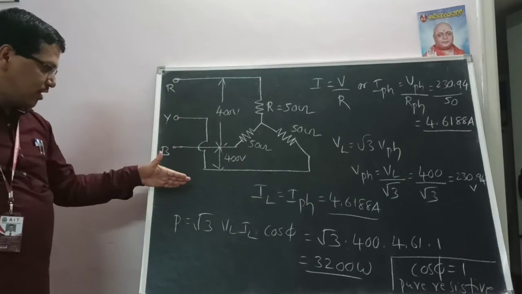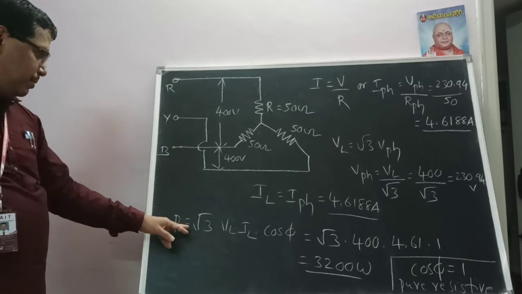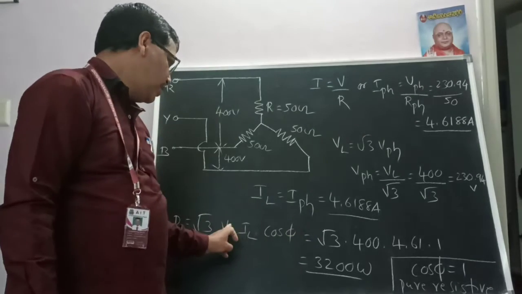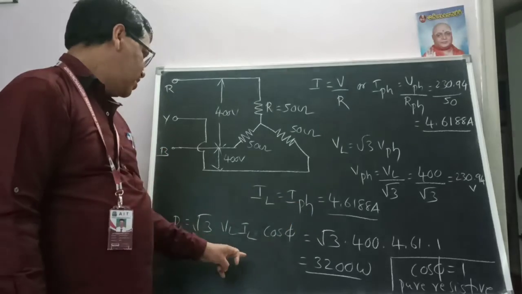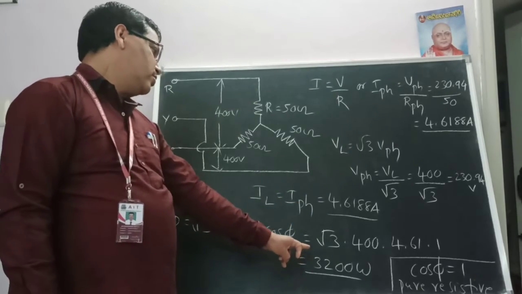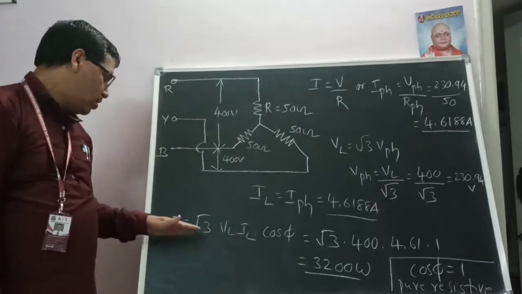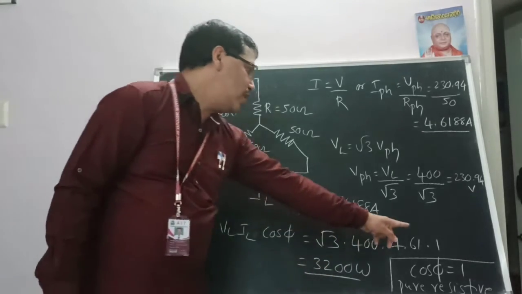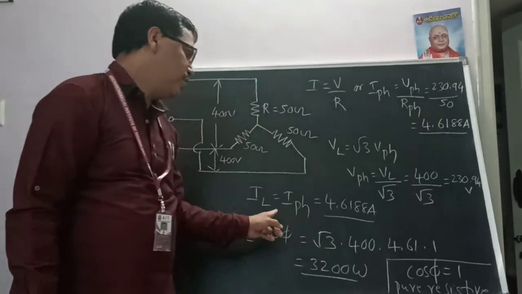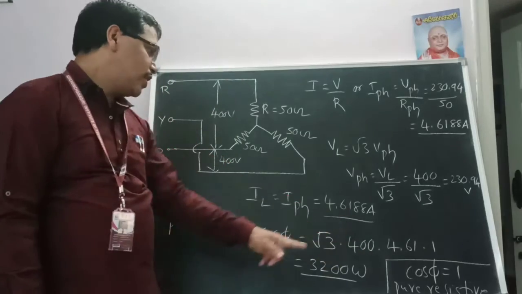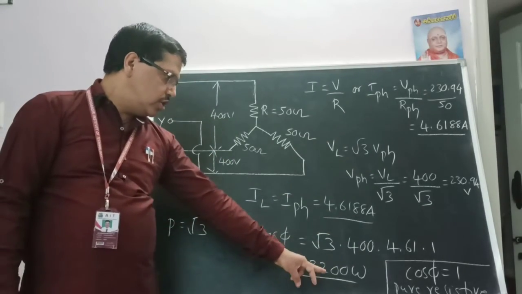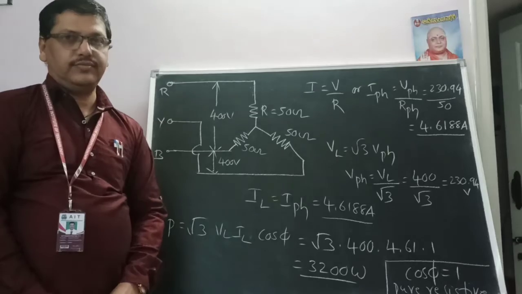We need to calculate the power as per the problem. P is equal to root 3 VL IL cos phi. So root 3 into 400 multiplied by 4.61, and cos phi is 1 because it's purely resistive. That's why cos phi is equal to 1, and the power answer is 3200 watts.